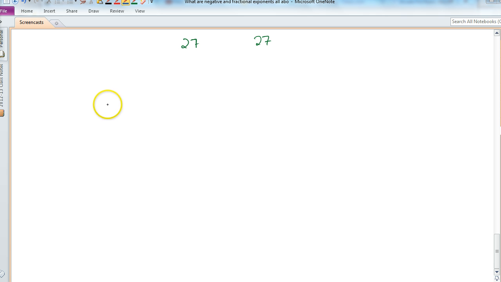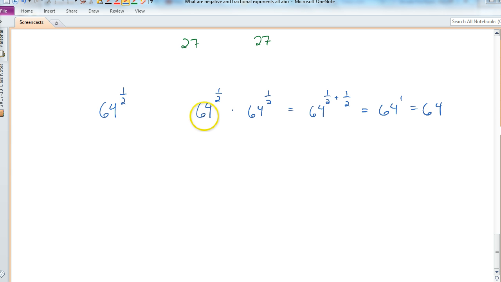Yet another intuitive way to think about fractional exponents is that, let's say you've got this expression, 64 to the 1 half power. I hope you know a bit about your exponent rules. I hope you know that 64 to the 1 half power times 64 to the 1 half power is equal to 64 to the 1 half plus 1 half. When you multiply expressions of the same base, you add their exponents, and you get 64 to the 1, which equals 64. So if you look carefully at this, we're saying that 64 to the 1 half times 64 to the 1 half equals 64.